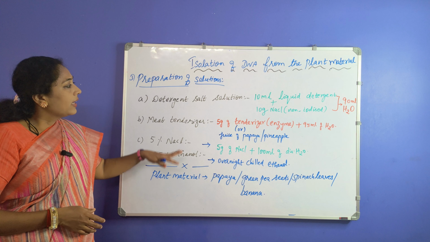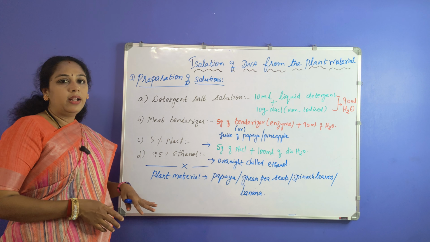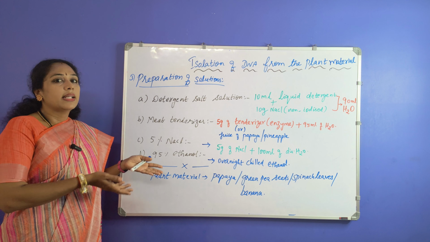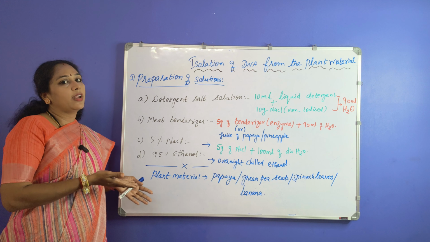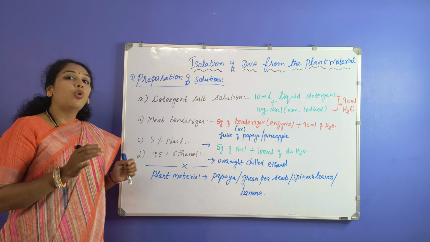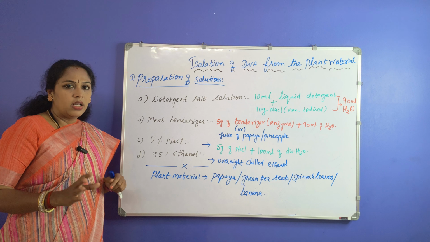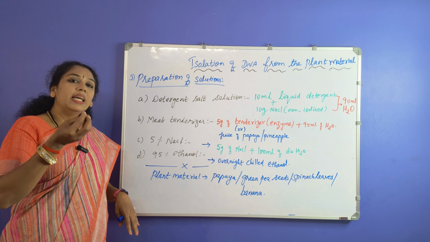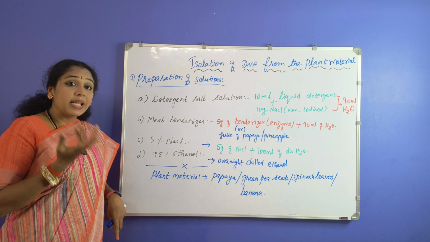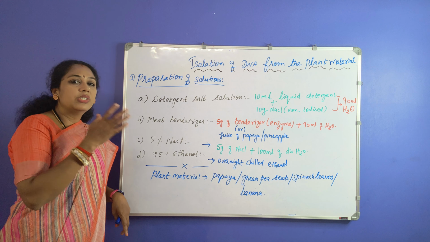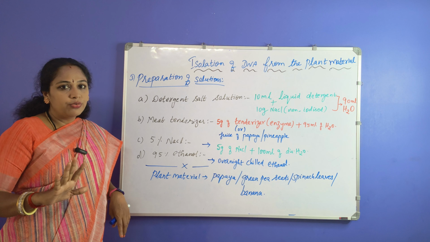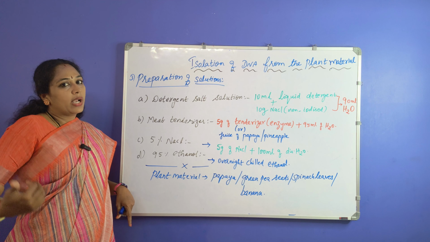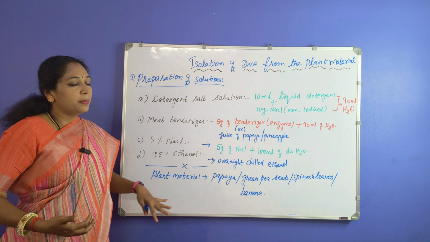And then apart from these prepared solutions, you require one very important material. What is that? That is the plant material from which we are going to isolate the DNA. So what kind of plant material can be taken? Any kind of plant material, it could be papaya, green pea seeds, spinach leaves, or banana, which is easily available. Any one of these plant materials can be taken and smashed in the mortar and pestle to isolate the DNA. So this is about the preparation of solutions.